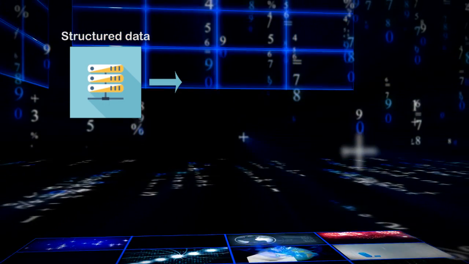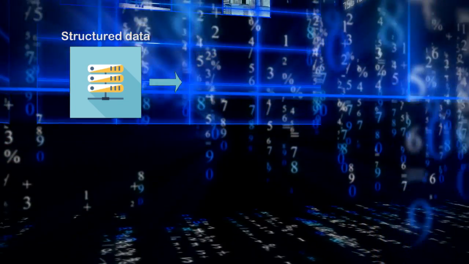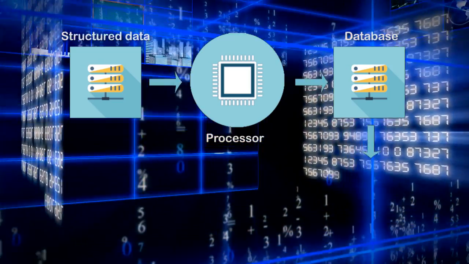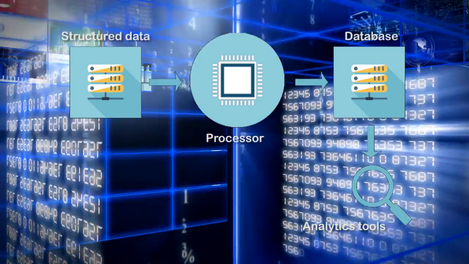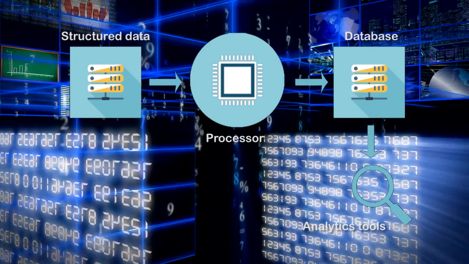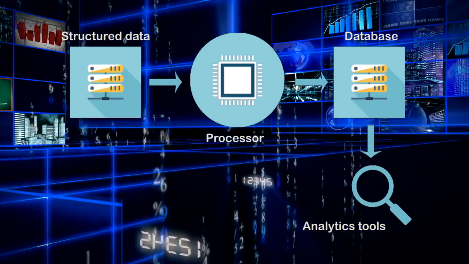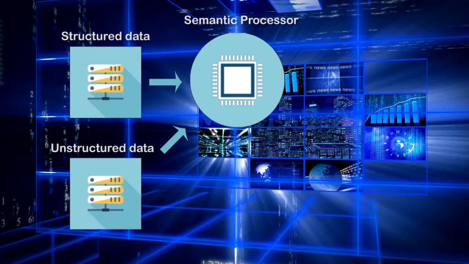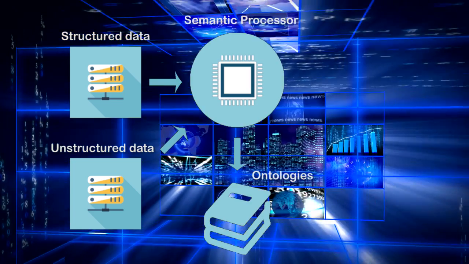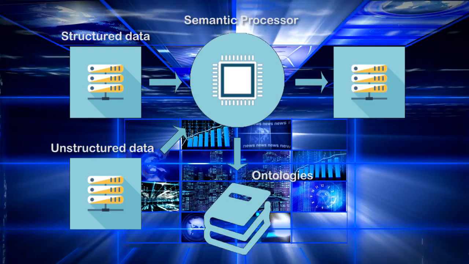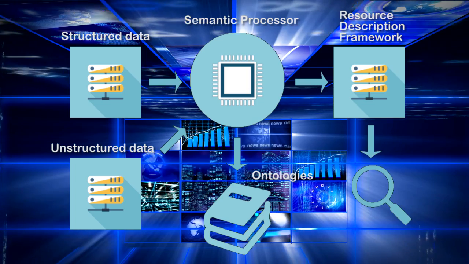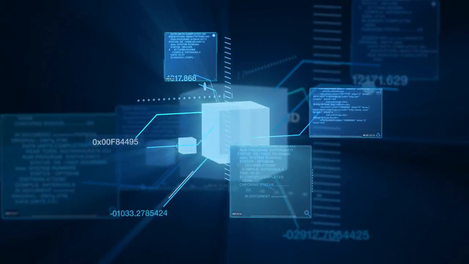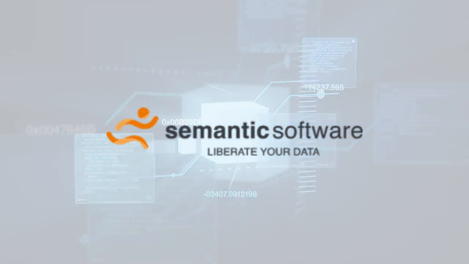So, in a nutshell, traditional data analysis involves taking very structured data, processing it and storing it in a database, which is then accessed by data analytical tools, a process that is limited by the fact that only structured data was used in the first place. With semantic computing, unstructured data can also be used, with ontologies used to help make sense of the data in the semantic processor, which is then analyzed using more advanced query tools. So now you know what semantic computing is about and why it's important in the business context.